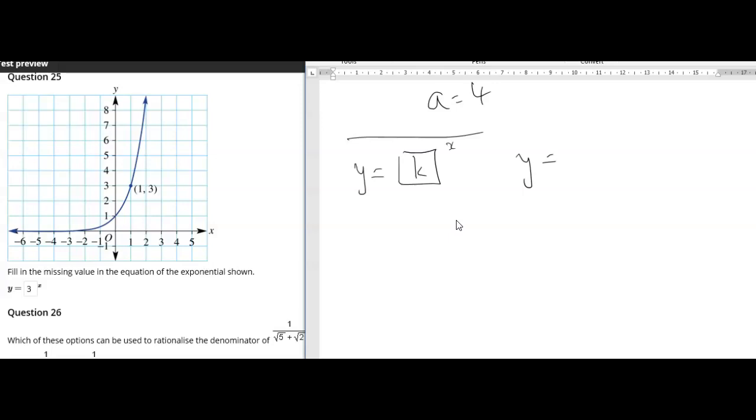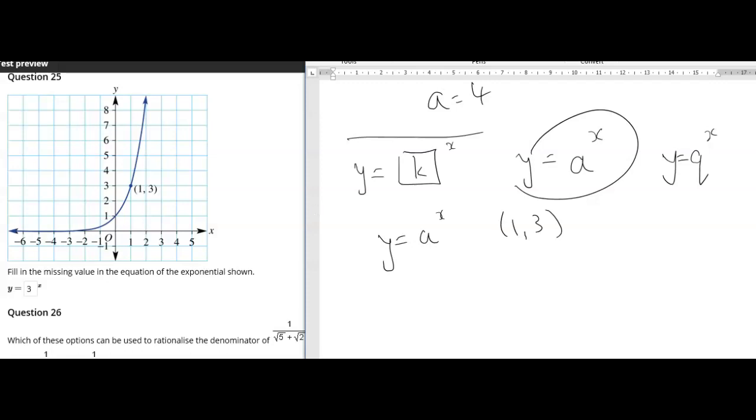So in the previous one we used a, so I'm just going to use a again. But it can be anything. If your favorite letter is q, it can be q to the power of x. It's just a letter that represents some number, and that number we need to work out. So I'm going to use this just because the previous question used it. So we've got y equals a to the power of x. The point we're substituting in is 1, 3.